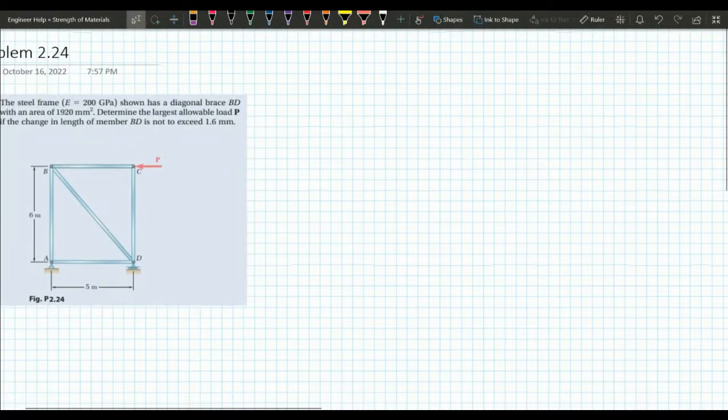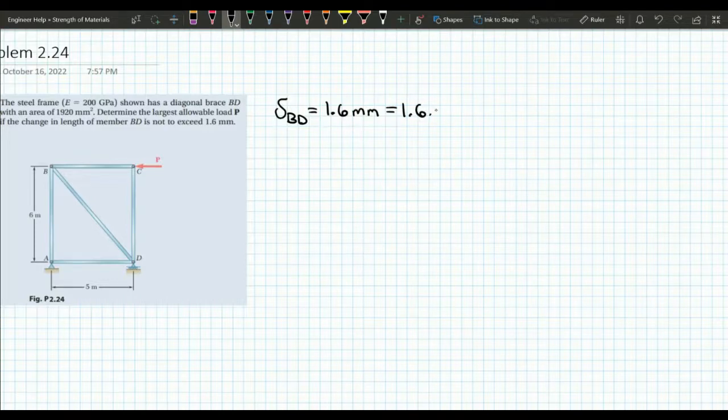All right, so we know that the deflection in BD is equal to 1.6 millimeters. Since this is a metric problem, everything is going to be so much easier if we turn everything into the base units. This is why I think the metric system is so stupid, because you never get the values in the units that you want. So our deflection is 1.6 times 10 to the negative third meters.